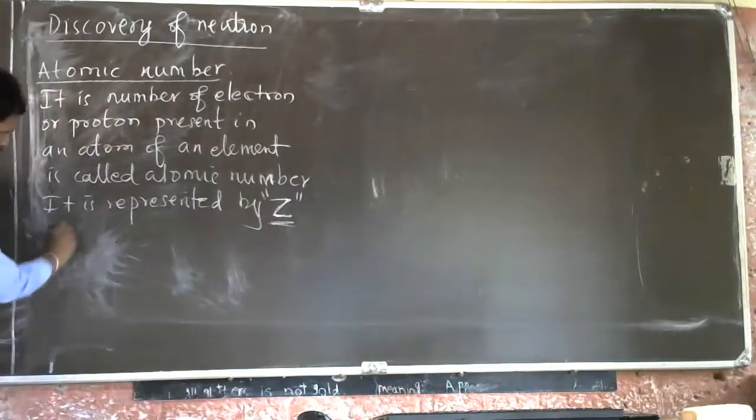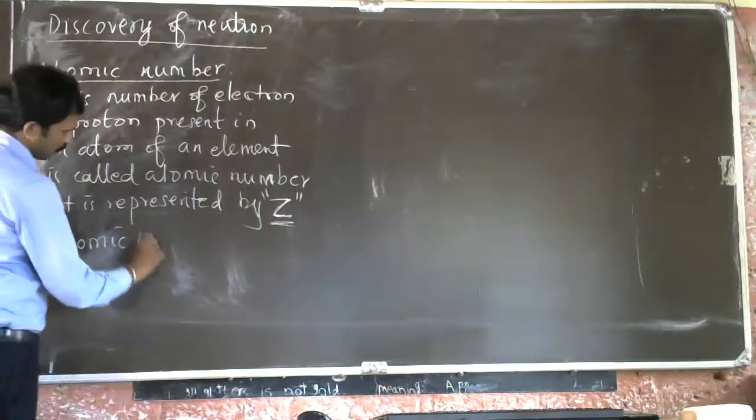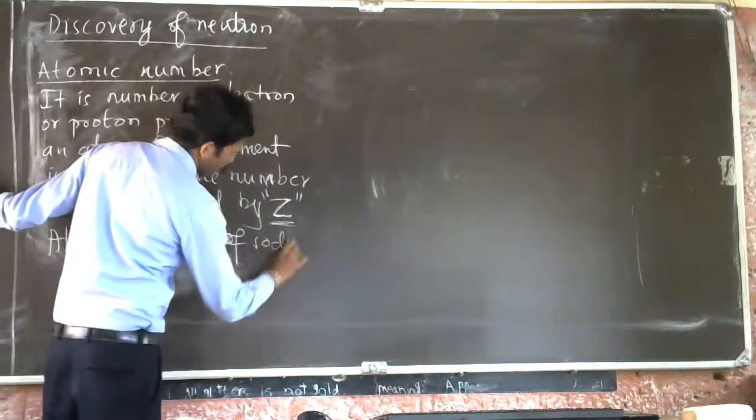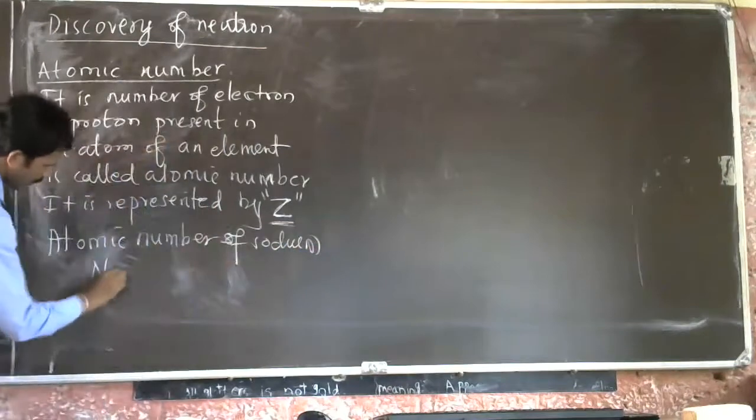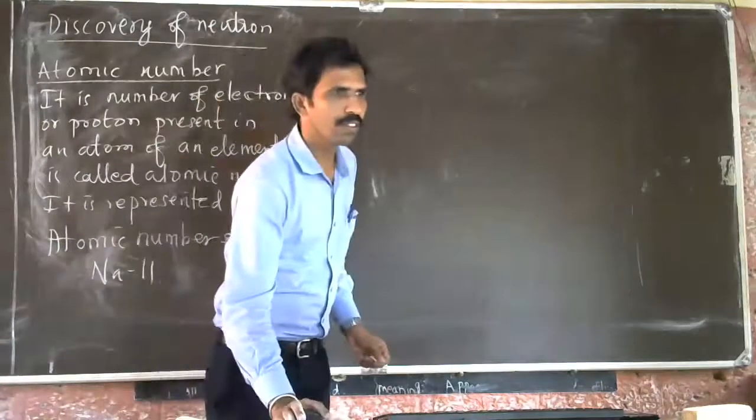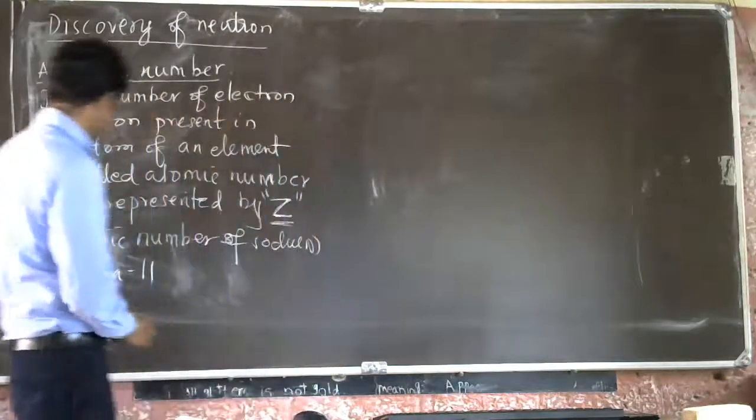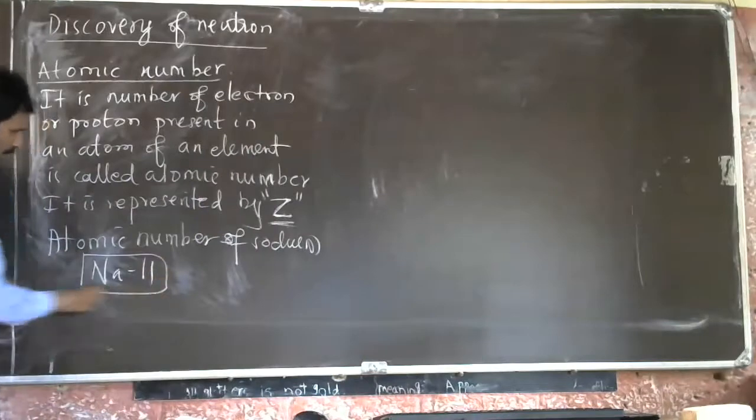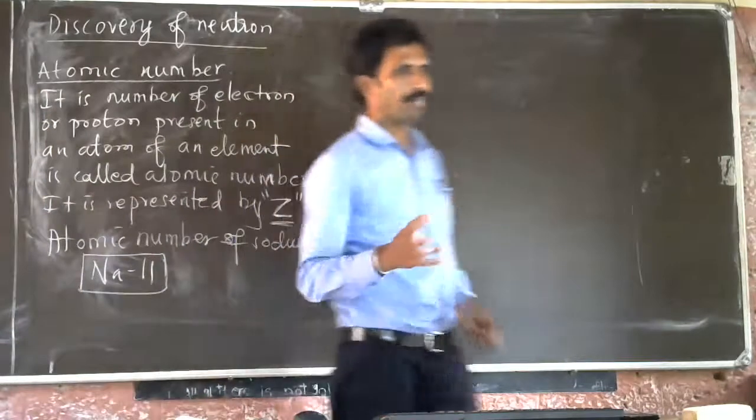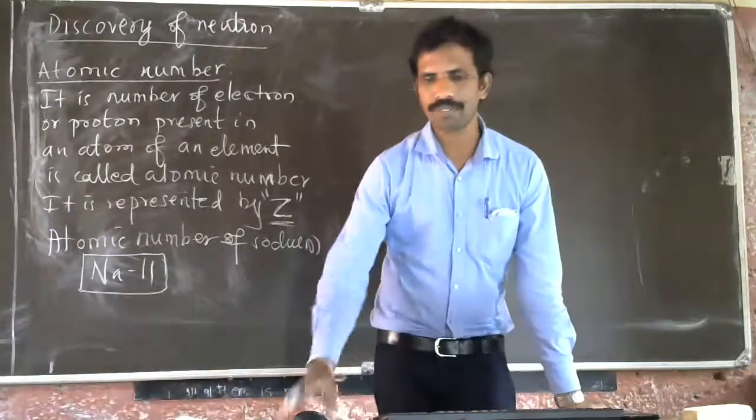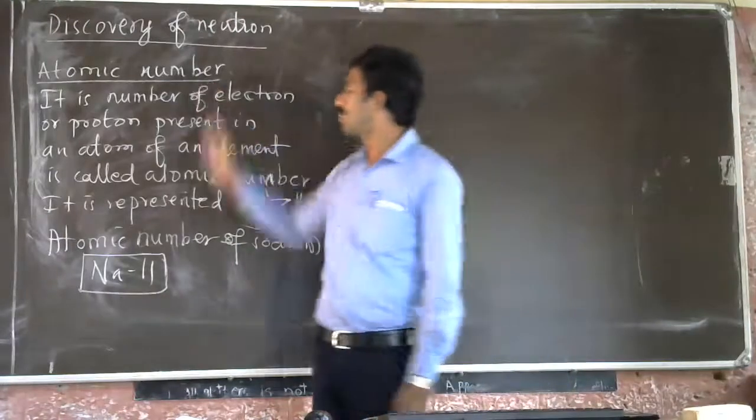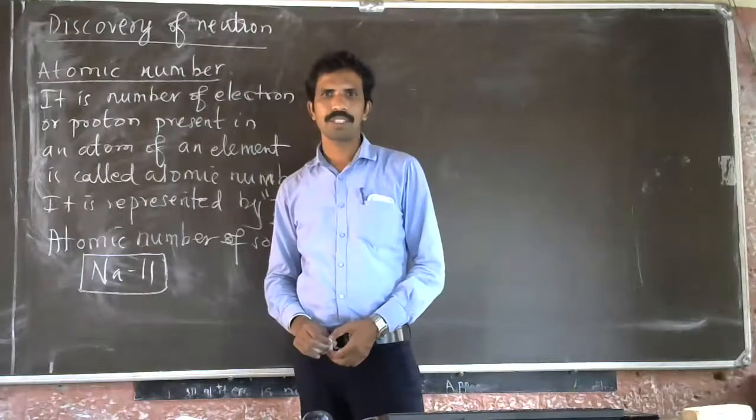So the atomic number of sodium is, Na, 11. That's 11. So every atom of an element will have a certain number of electrons and protons present in it. That is represented as the atomic number.